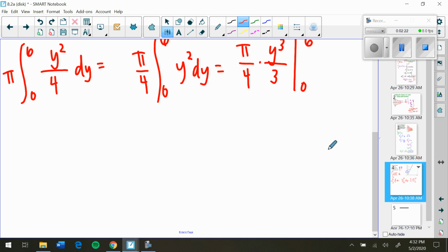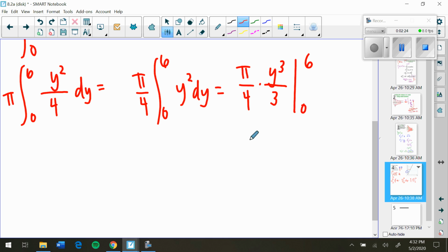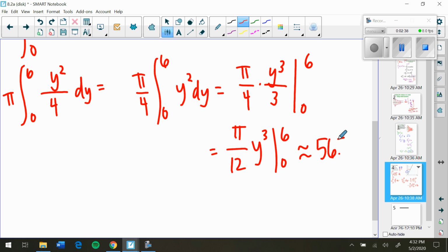I'm not actually even going to do all the work here, but we would do pi over 12 times y cubed from 0 to 6. We would plug in 6. We don't need to plug in the 0. And when I do this and multiply everything out, I get 56.6 units cubed.